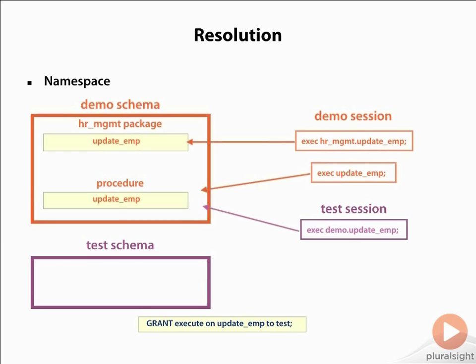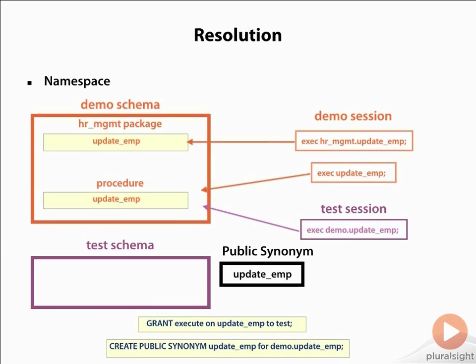Let us add synonyms also to this mix. Synonyms help us assign a name of our choice to any object, kind of like an alias. So say in the test schema, we create a public synonym, create public synonym update_emp for demo.update_emp. To create a public synonym, you need to have create public synonym privilege assigned to you, or you need to log in as a DBA user to run this. So now update_emp public synonym is a public alias to the update_emp procedure in the demo schema, and anyone with the execute rights can use it.